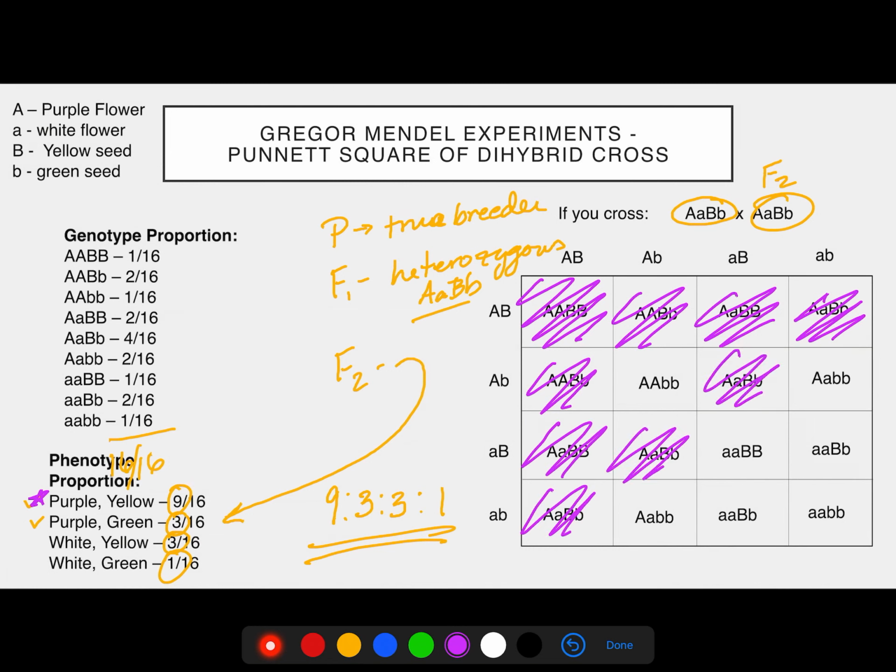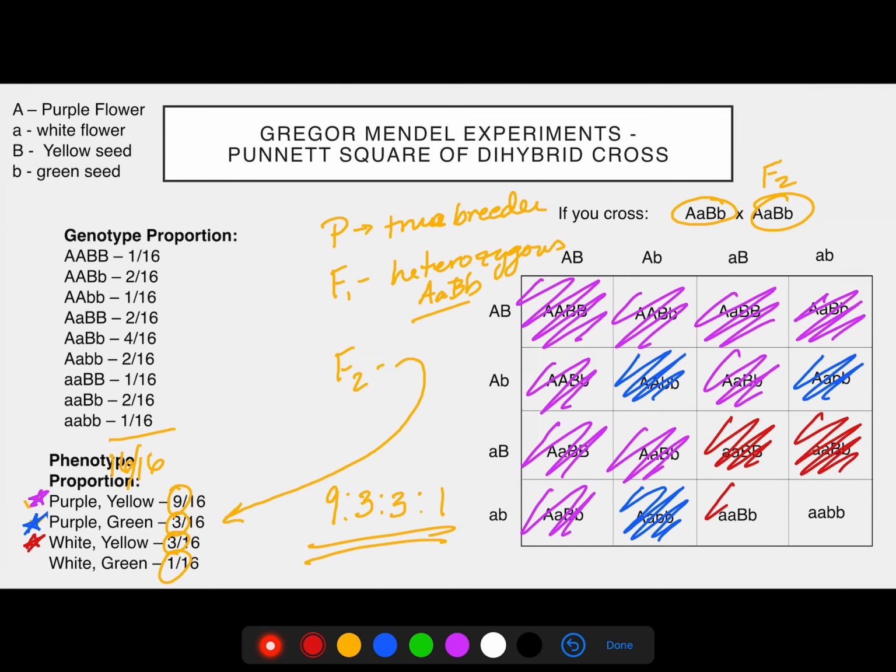All of these. And it turns out that there's a total of 9 of those. Then what we're going to do is the purple green. This is purple green, purple green, purple green. And then what we're going to do is this little red one, yellow, white, yellow, white, yellow, white, yellow, white, yellow.